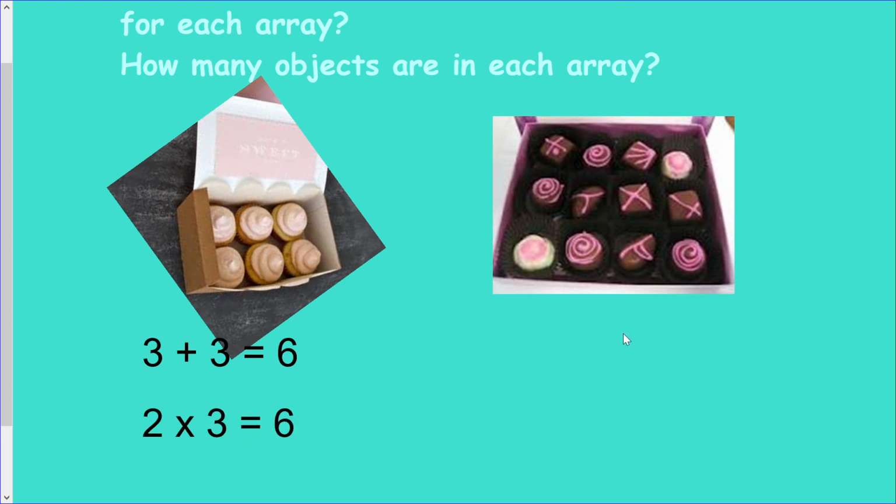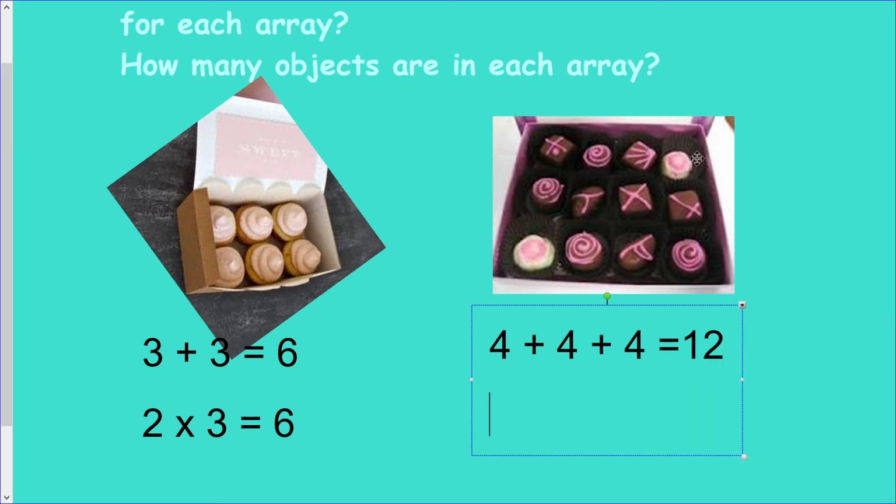One more. Here is your row. If you count your chocolates in each row, how many chocolates do you have? 4. So the number we will repeat over and over again is 4 plus 4 plus 4, and our total is 12. Multiplication sentence, how many rows did you have? How many 4s did you have? You had 3 times 4 equals 12.